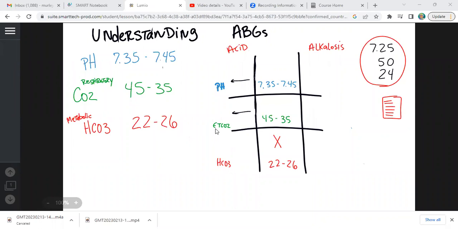And what they're trying to do is blow off CO2 and drag their pH level back, because that's what the medulla oblongata bases your respiration on, is your acid level.